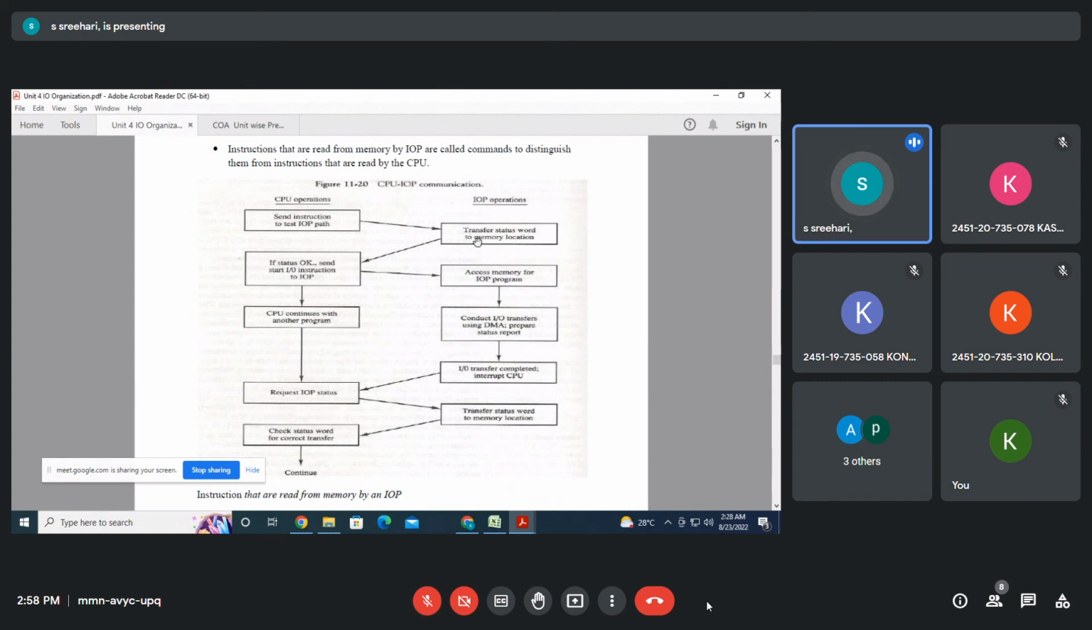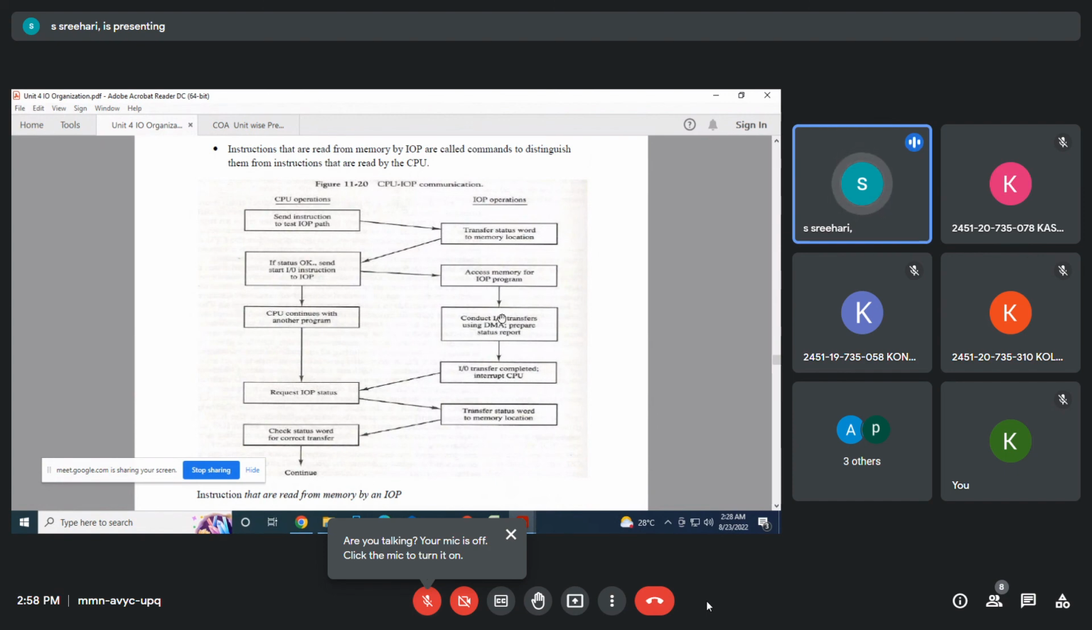Transfer the status word out to a memory location. So I said the status of your IO processor, what it is doing now, is going to be placed in the memory location. It checks if it is okay. Start IO instructions to the IOP process. If the status is free, then it sends the particular IO instructions. So that's the access of your memory from the IO program.